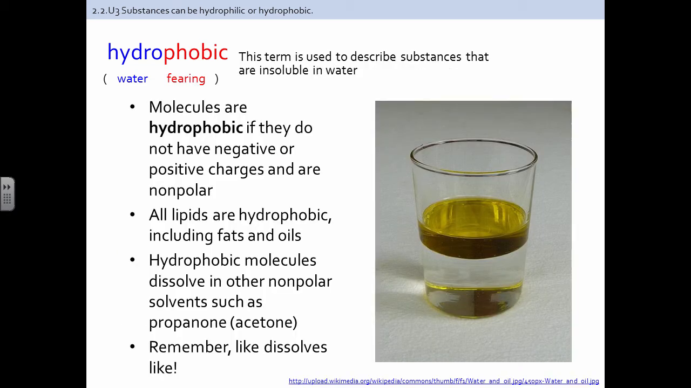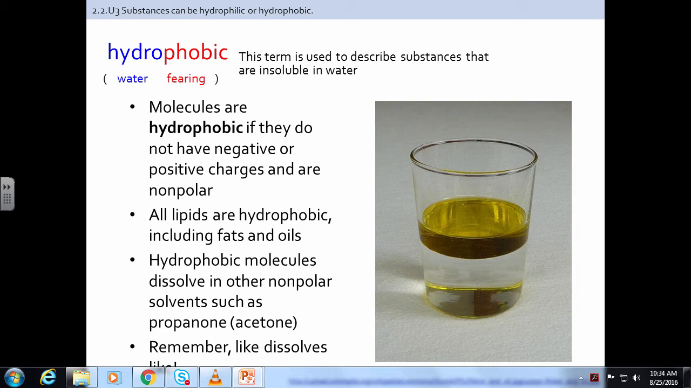Hydrophobic molecules are nonpolar molecules. They don't have a charge on them. They are still covalently bound, but they don't have an unevenly distributed charge. One of the most important hydrophobic compounds that we'll study later on are lipids, and those are things like fats and oils and the things that make up your cell membranes. Hydrophobic molecules are not going to dissolve in water. In fact, they're going to stay separate from water, and they will dissolve only in other nonpolar substances.